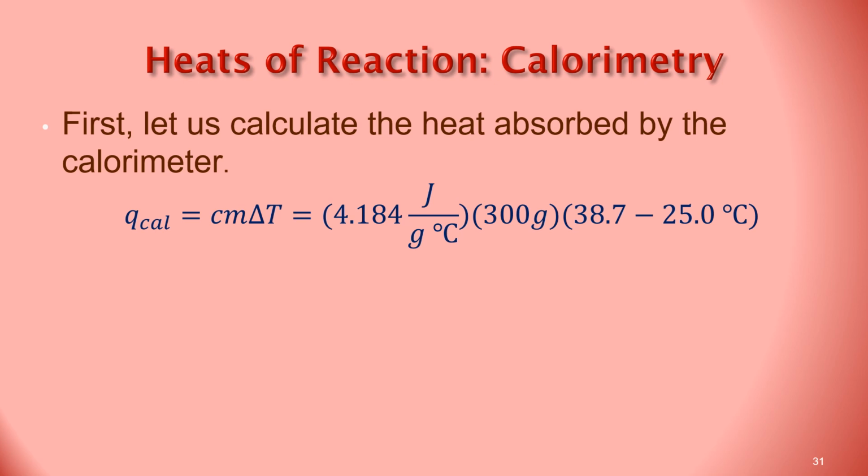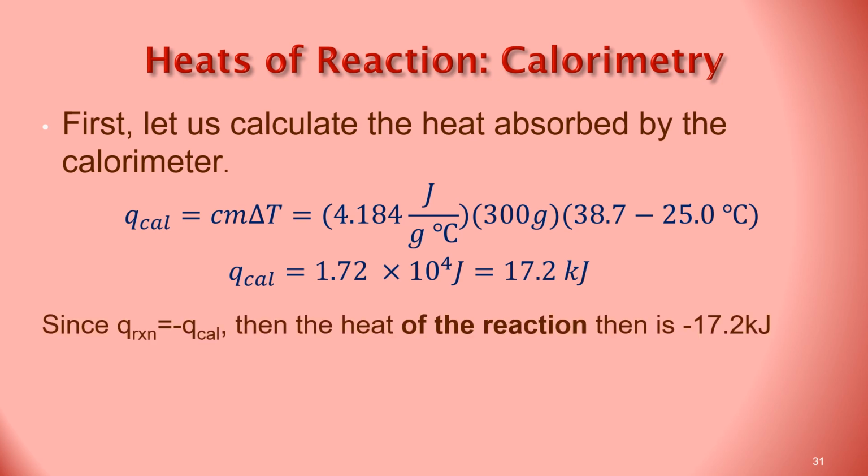So let's calculate the heat absorbed by the water, or the calorimeter. The Q of the calorimeter is C m delta T. Here's the heat capacity of the water times the mass of the water times the change in temperature of the water, which is 1.72 times 10 to the 4th joules, or 17.2 kilojoules. We know then that the heat of the dissolving of the calcium chloride is equal to negative 17.2 kilojoules.